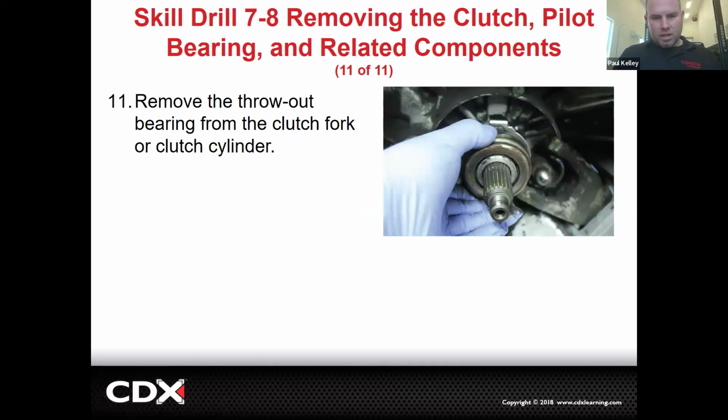And then if it's a concentric style, this would be the slave cylinder and the bearing. But if it's an external style with the fork, this is the release bearing. So right here, we're pulling the bearing off the sleeve. It's a good idea to actually move it, see if it moves smoothly.